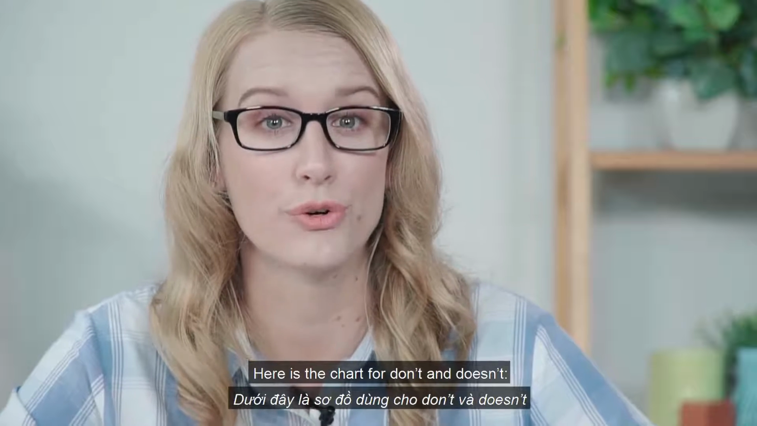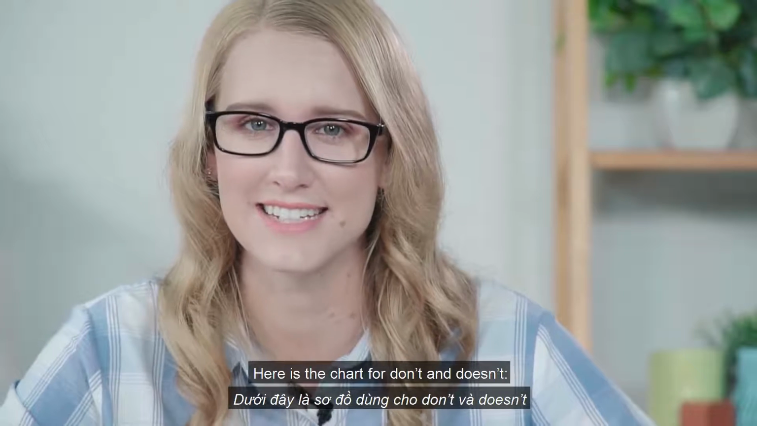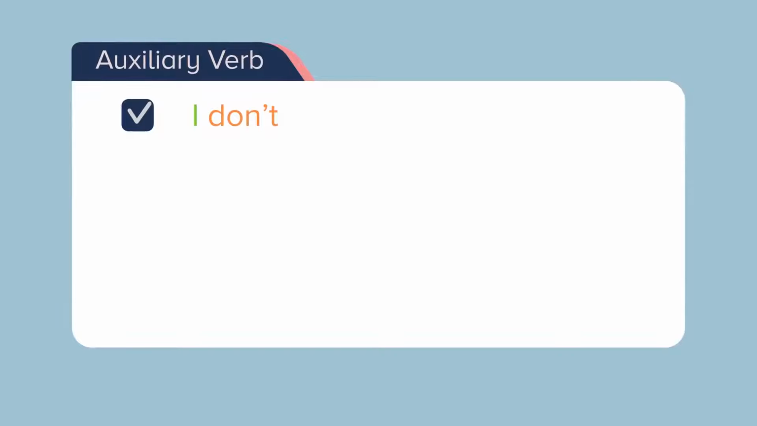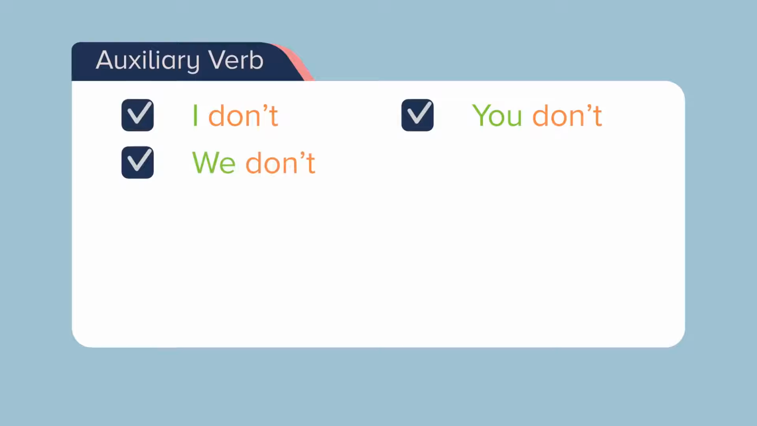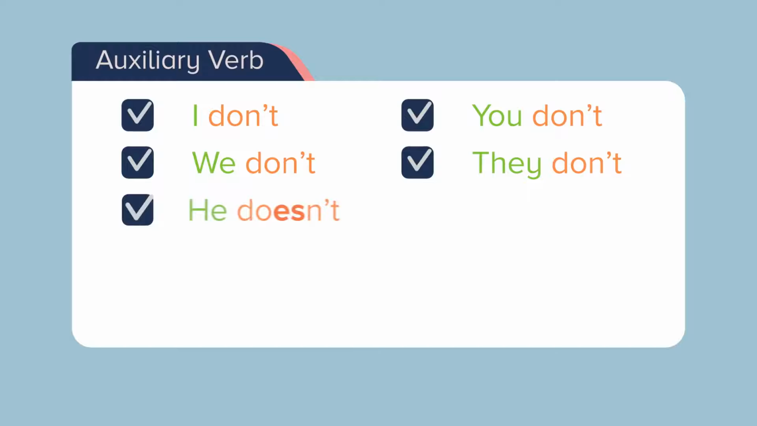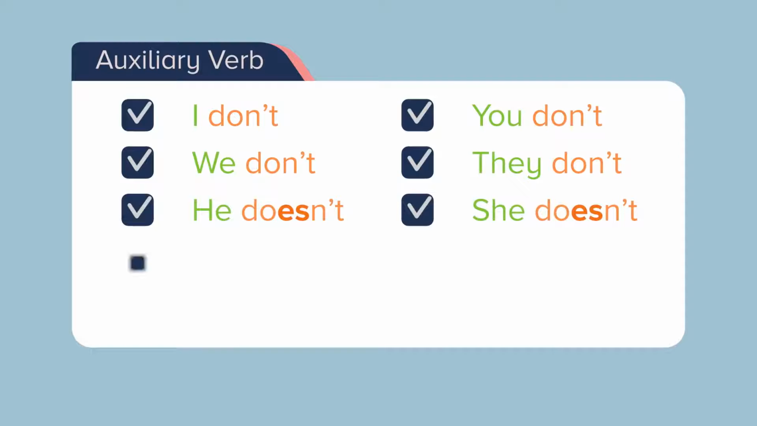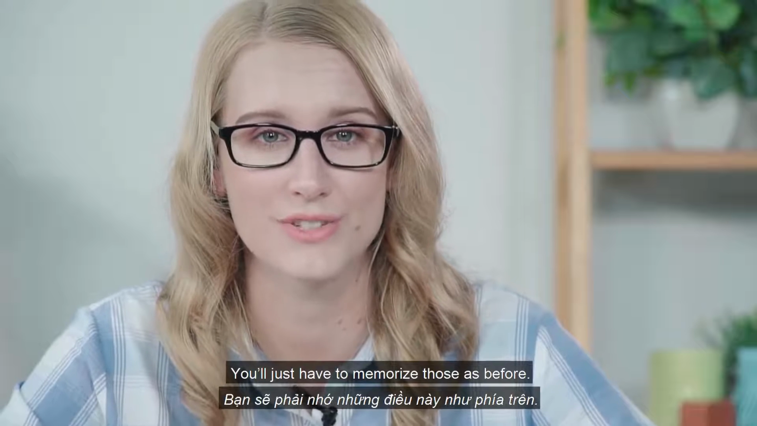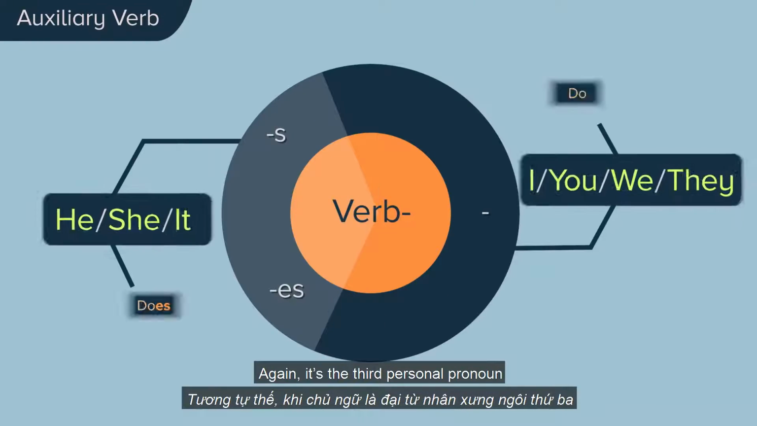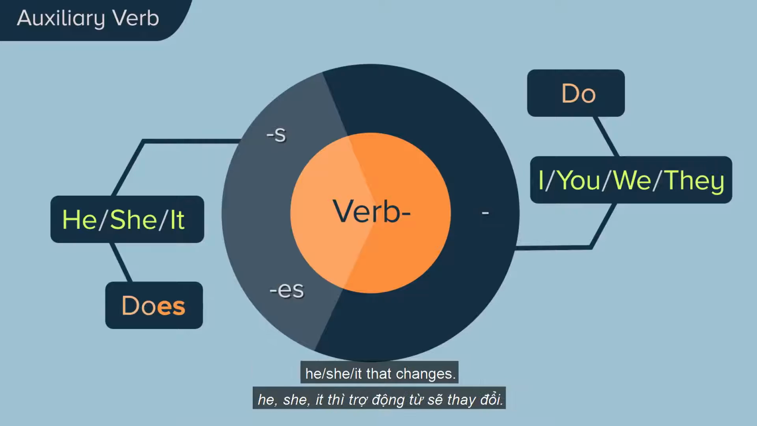Here is the chart for don't and doesn't. I don't. You don't. We don't. They don't. He doesn't. She doesn't. It doesn't. You'll just have to memorize those as before. Again, it's the third person pronoun he, she, it that changes.